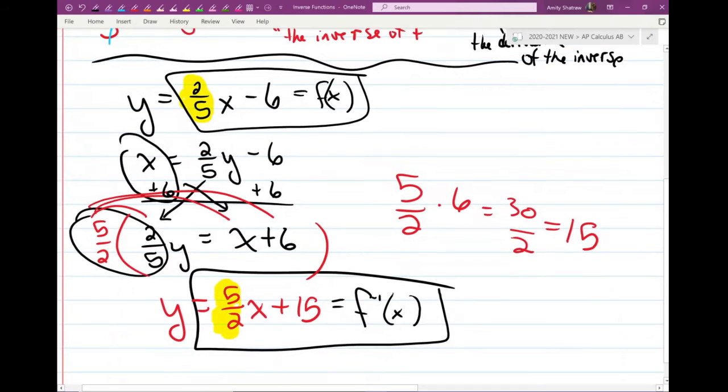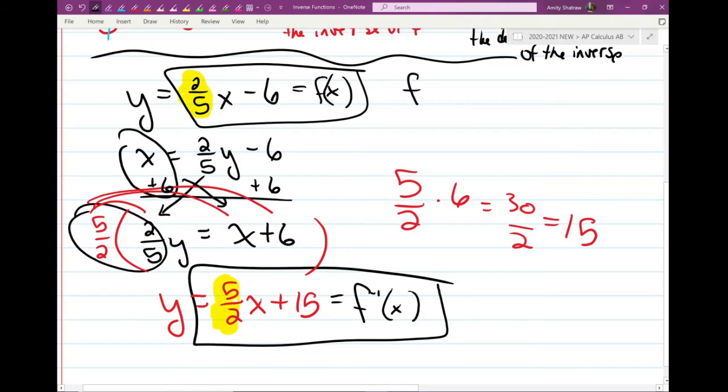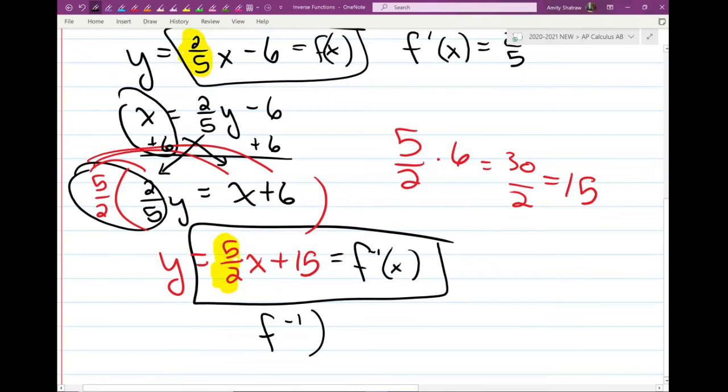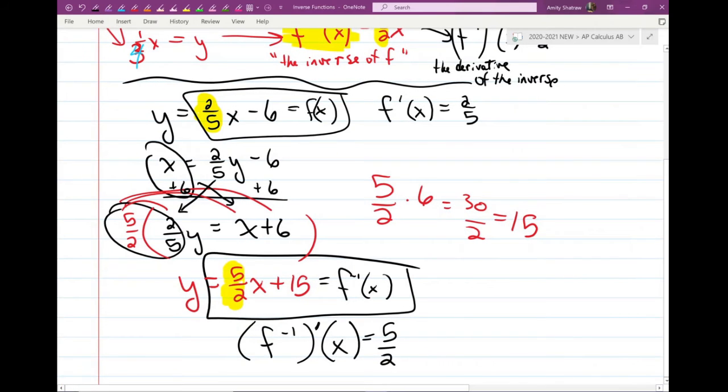Same thing down here, by the way. If I take f of x and I find its derivative, I end up with a 2/5. And when I take f's inverse, there's f's inverse, and I take the derivative of that, I would get, well, the derivative of 5/2 x is going to be 5/2, which is the reciprocal. Okay, so that's what I wanted to cover with you, except for one other little more thing.